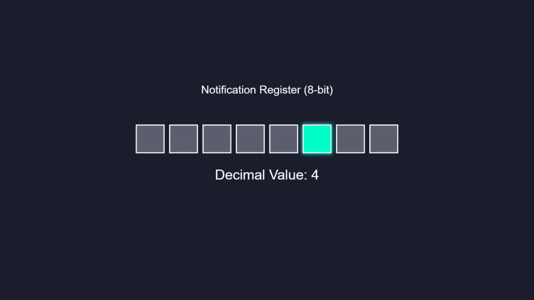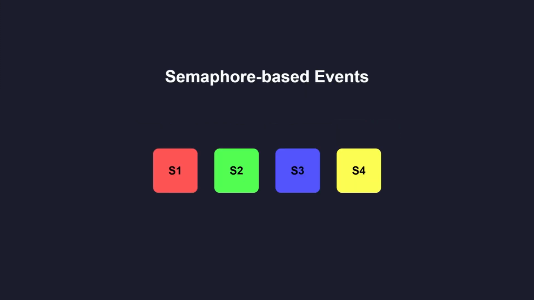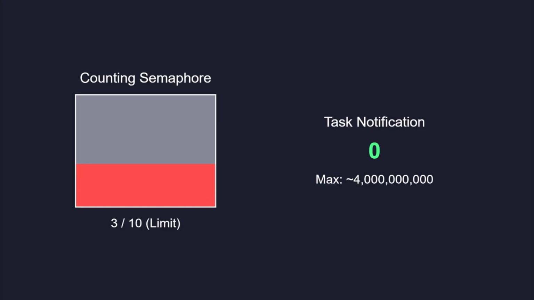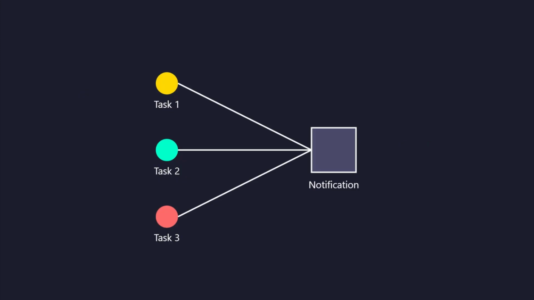By using the notify give function, the task notification value increments. The corresponding notify take function can then decrement or clear the value upon receipt. Unlike semaphores, a single task notification can act as multiple event flags by setting individual bits within the 32-bit notification value. Counting semaphores are limited by the maximum value defined during creation, whereas task notifications can count up to 4 billion events without extra configuration.